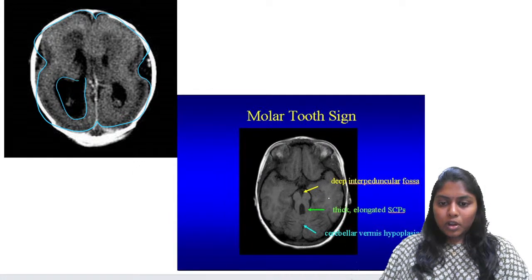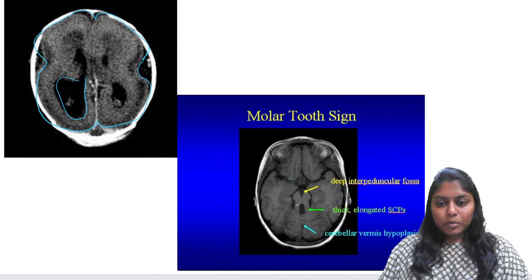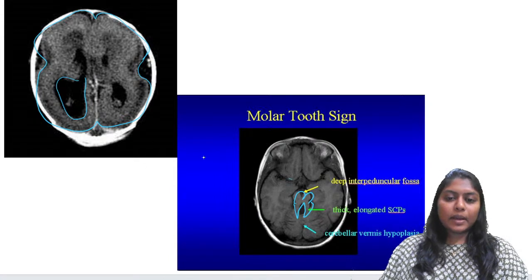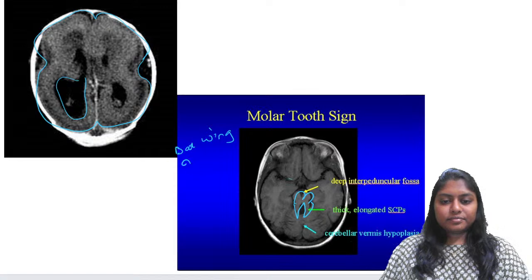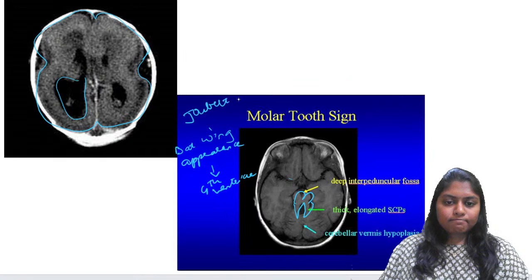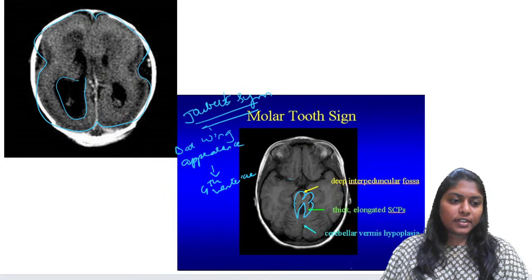Next, coming to Joubert syndrome, where a molar tooth sign is seen. This is the elongated superior cerebellar peduncle, which is almost looking like a molar tooth. And also in Joubert syndrome, there is bat wing appearance of the fourth ventricle. These two are important for Joubert syndrome. For some reason, such syndromes are very popular in NEET exams.